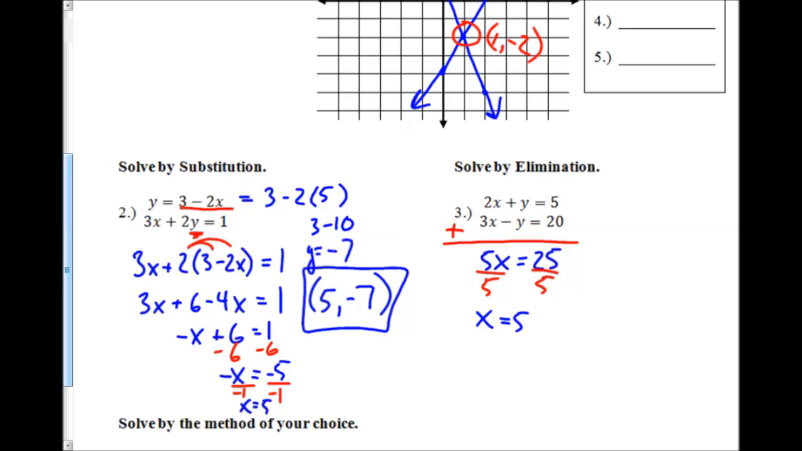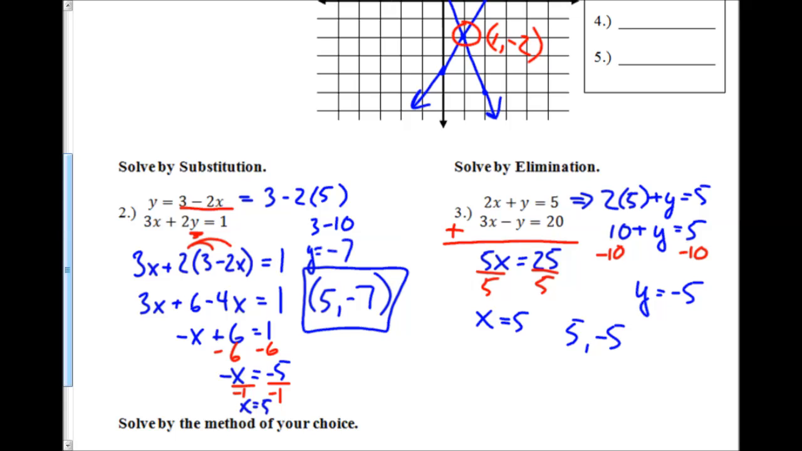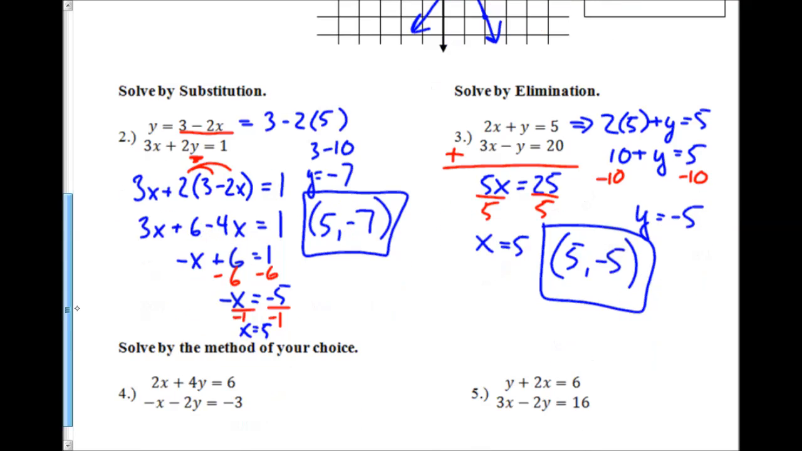But now, once again, I'm not finished. I've got to plug this back in, so I'm going to plug it into the first one. I've got 2 times 5 + y = 5. Now I just have to simplify this and solve for y. That gives me 10 + y = 5. I've got to subtract the 10 from each side. So I find out that y = -5. And then the last thing I'm doing, I'm going to write this as an ordered pair, just because that's a really nice way of writing it. It's (5, -5). In other words, x equals this, y equals this. And that's it.